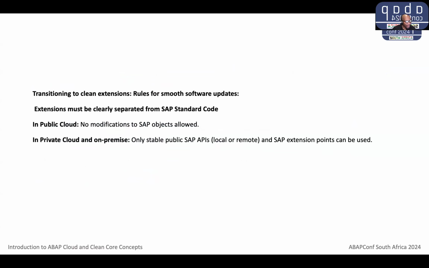Like I mentioned, some things are just not possible. For example, if you're on public cloud, there's no modifications. You can't change standard code because it's public cloud and you get upgrades quite regularly. You don't have upgrade projects like you currently have. And then if you're still on private cloud or on-premise with your S/4HANA system, then you must only use stable public APIs that SAP has released, avoid making modifications, and use extension points where possible, but try and avoid unnecessary changes in your system.